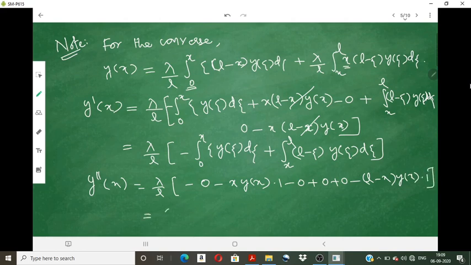So this is equal to lambda by L into minus x into y of x minus L y of x plus x into y of x. So x into y of x again get cancelled. So this will be y double dash at x is equal to lambda by L into y of x.